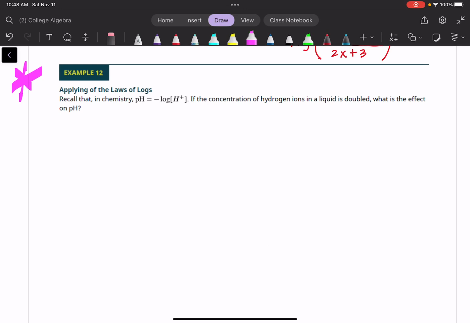All right, so this is an application problem. And so let's talk about what all this stuff means. In chemistry, pH is a measure of acidity. And that measurement is based on the number of active positive hydrogen ions in a solution. And so H plus is the concentration of hydrogen ions, or positive hydrogen ions. And so that relationship can be described with this. And so it's using logarithms.